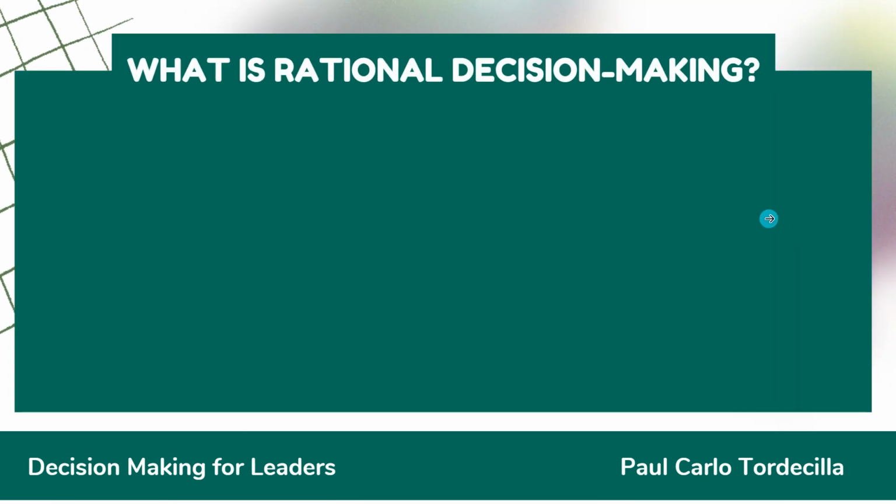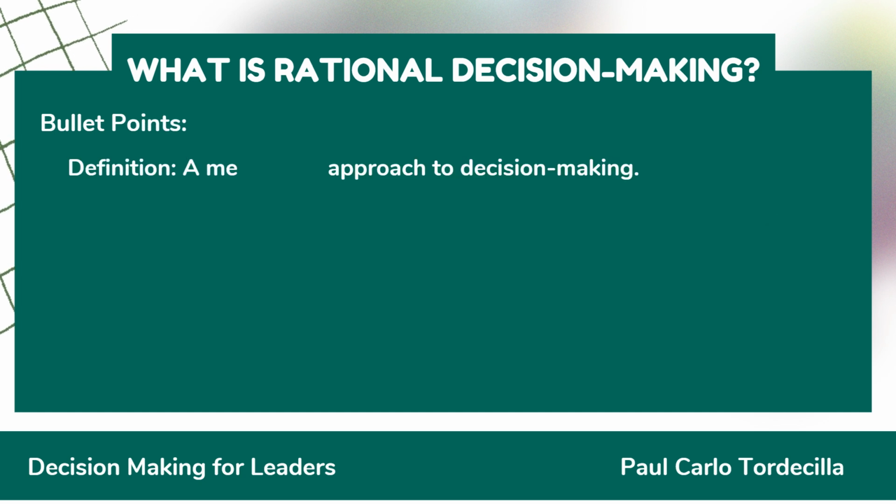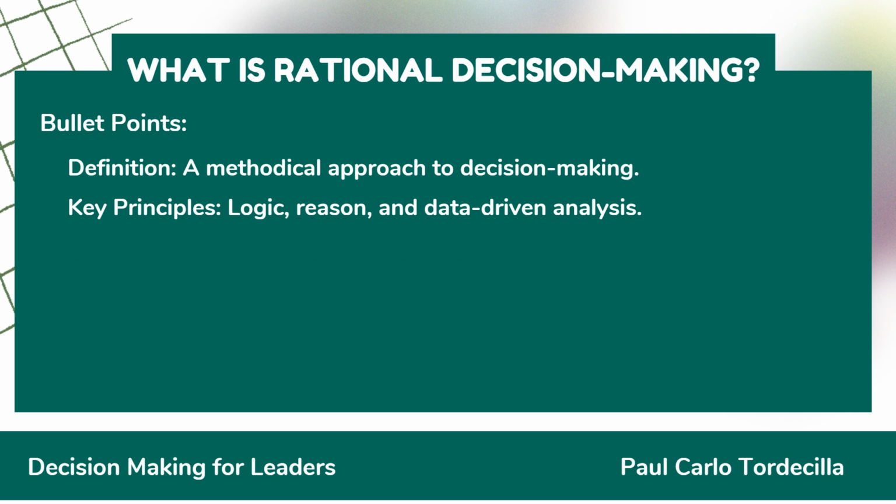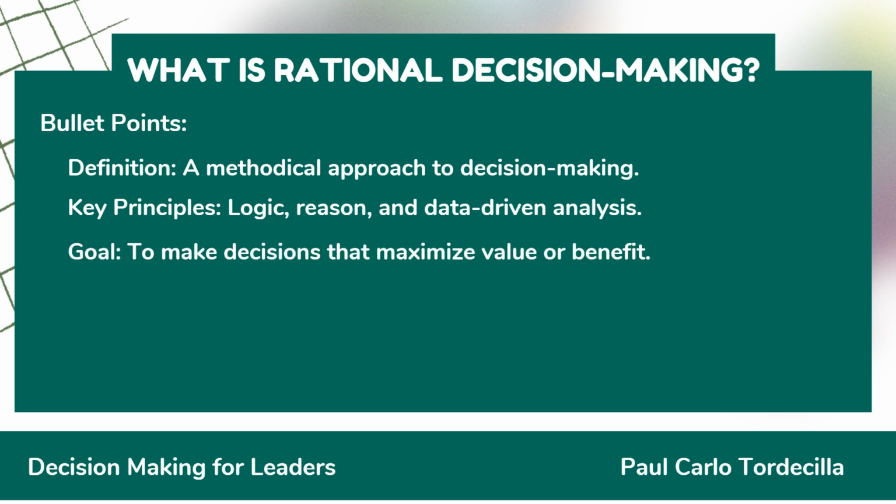Rational decision-making is a methodical approach where decisions are made logically, based on reason and data. The goal is to choose the option that maximizes value or benefits. This process involves careful analysis of information and systematic evaluation of alternatives.